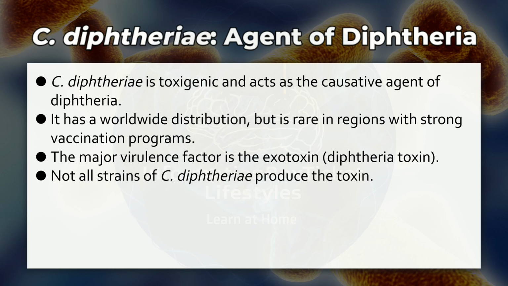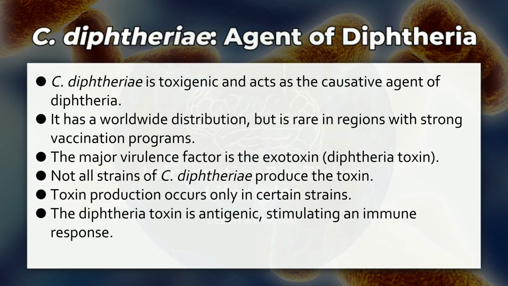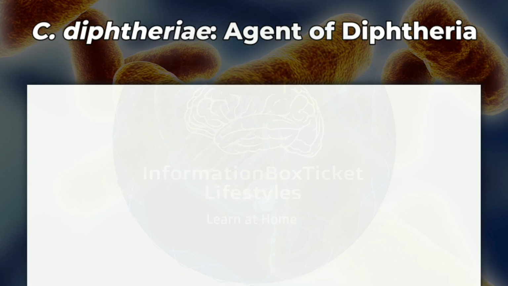Not all strains of Corynebacterium diphtheriae produce the toxin. Toxin production occurs only in certain strains. The diphtheria toxin is antigenic, stimulating an immune response.